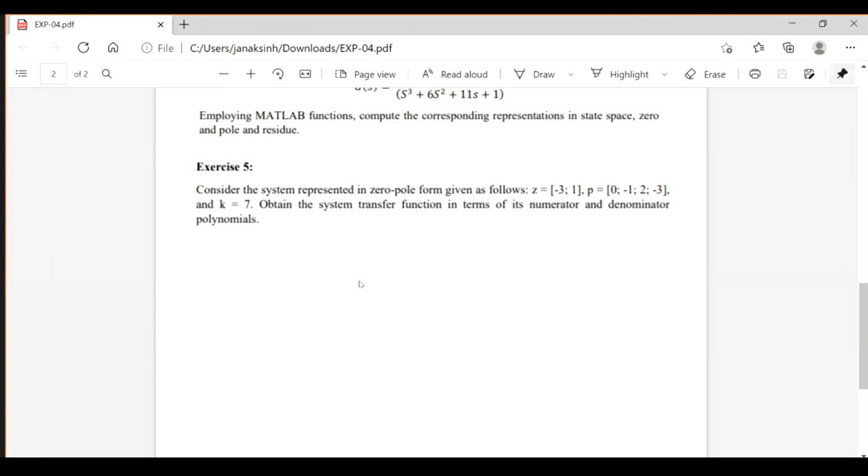This case is completely the reverse of question number 4. In question number 4, we had to determine the zeros and poles, and here we have to determine the transfer function. As we used the command transfer function to zero pole, here we will use the reverse command, zero pole to transfer function, that is, we are converting it back to the transfer function.